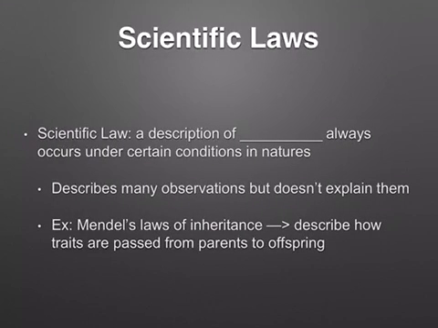And a scientific law is a description of what always occurs under certain conditions in nature. This describes many observations, but it doesn't explain them. And so an example of a scientific law would be Mendel's laws of inheritance. They describe how traits are passed from parents to offspring, but it doesn't go any further to explain them.